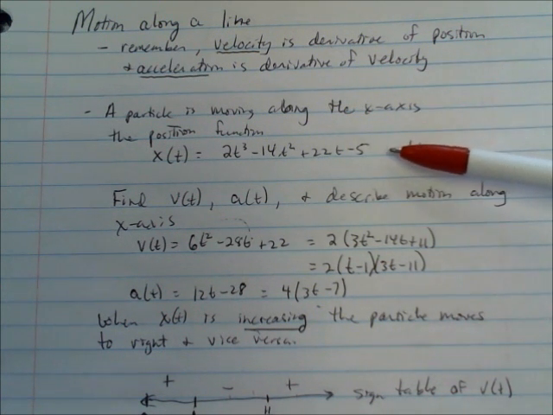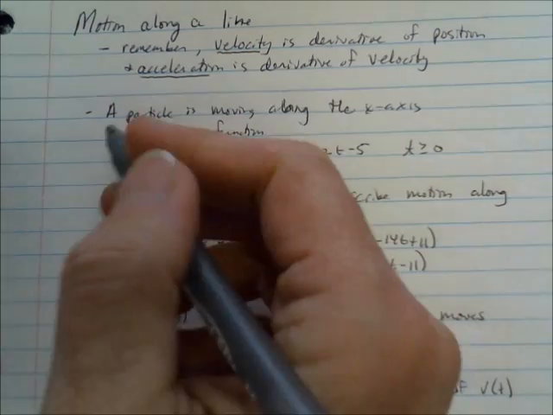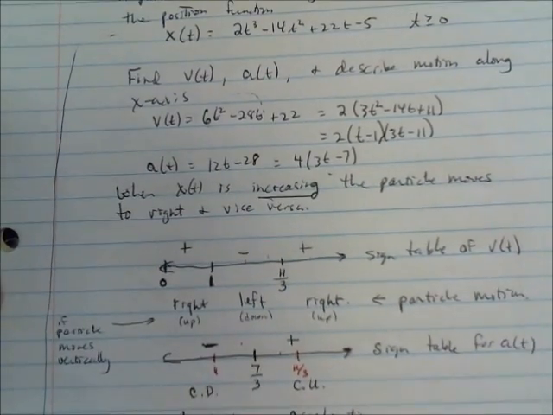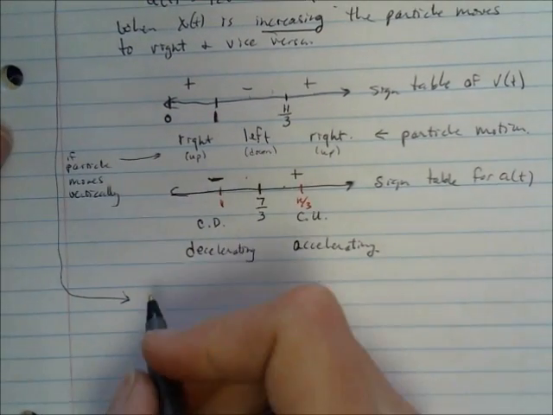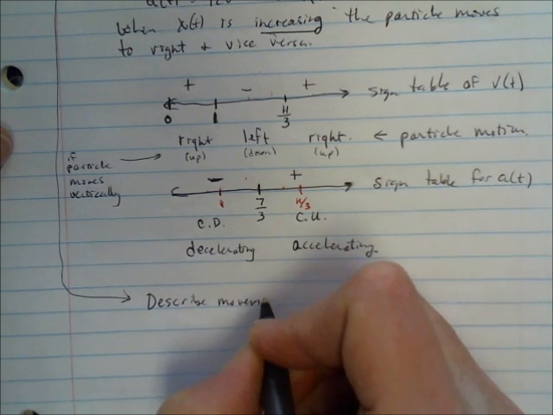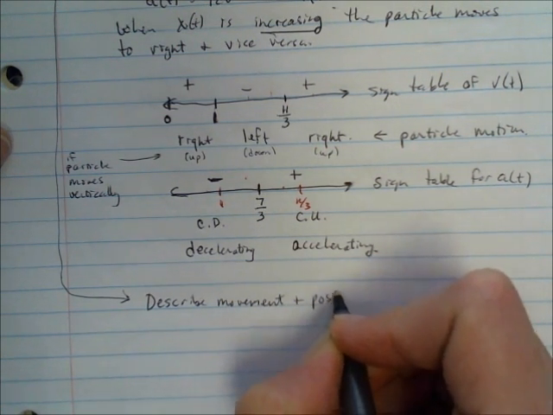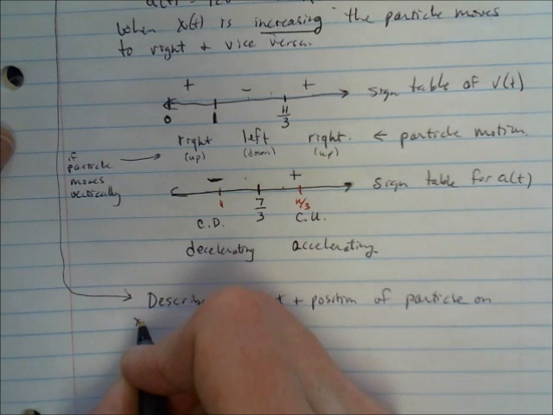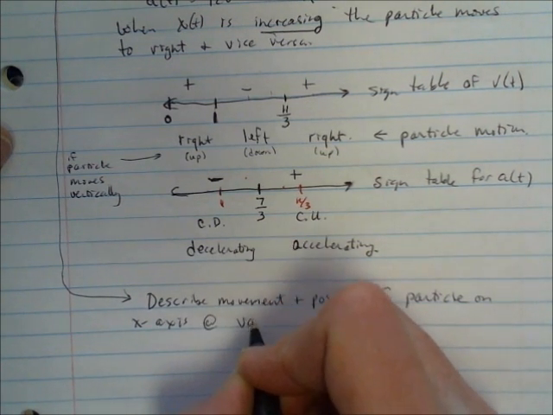So what I'm going to do is take this function that I gave you last Friday, this cubic, and we're going to talk about the position of the particle, and we're going to describe the movement of this particle along the x-axis. So that's today's lesson. I think I'll just draw a line down here and say, let's describe the movement and the position of the particle on the x-axis at various points in time.